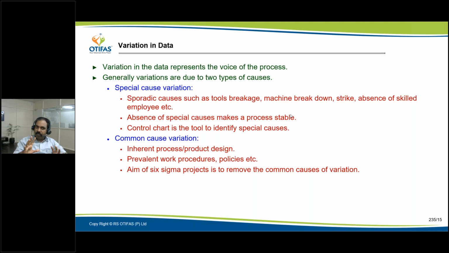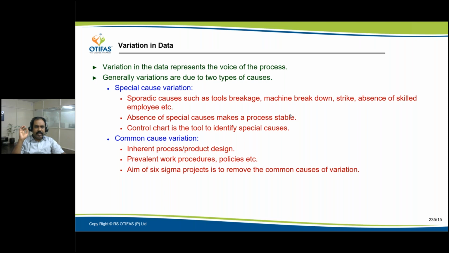And these kinds of causes are called common causes. For example, if you want to tighten a nut in a machine, we know that the nut is not going to tighten properly. So somebody will put a piece of cardboard in between and keep it there. It means the problem is there, but people used to apply this kind of remedy. This kind of thing is called common cause variation.